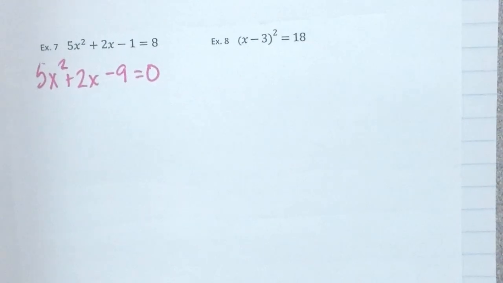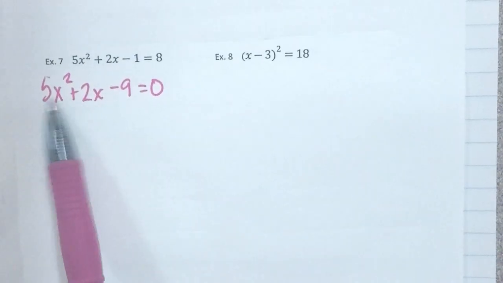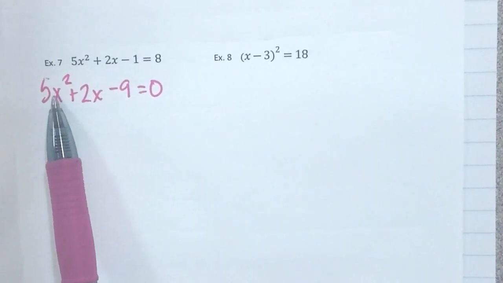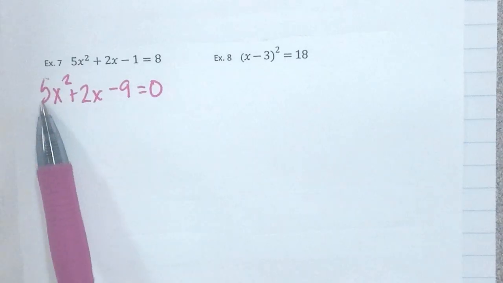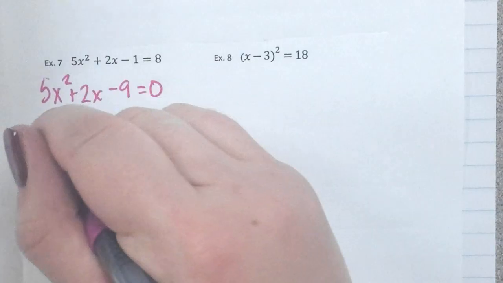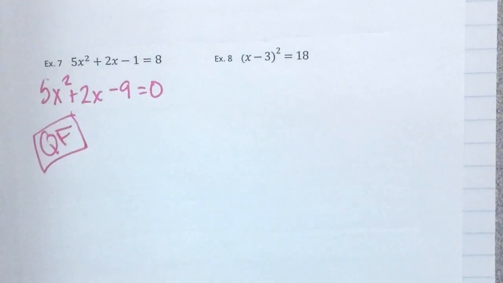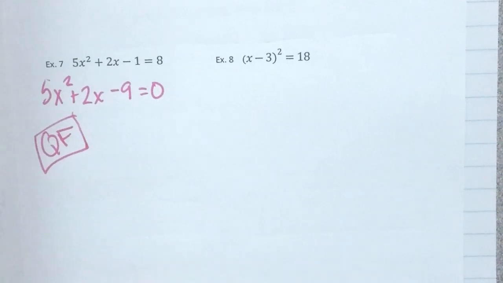Nope, not a perfect square, so I can't factor it, can't use the square root property. Could I do completing the square? I do have an even b, but I'd have to divide everything by 5, and once I divide by 5, completing the square because of this 5 is not going to make this nice. So this one is just going to be QF. If everything else is too difficult, you do the quadratic formula.